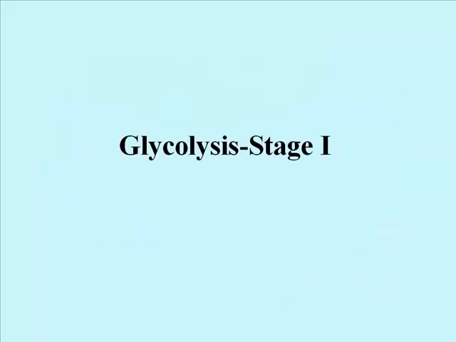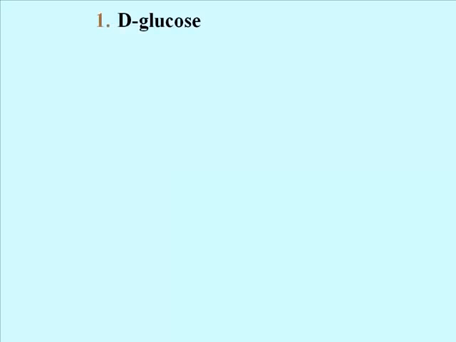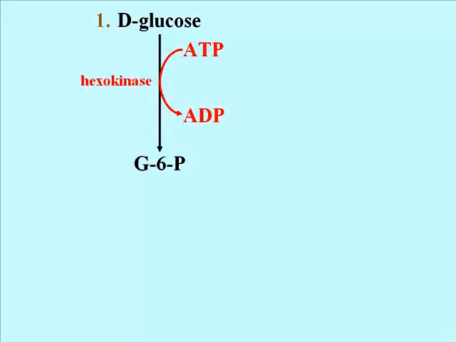Now, let's take a close look at stage 1 of glycolysis. Glycolysis begins when D-glucose enters a cell. The first reaction of glycolysis involves the transfer of a phosphate from ATP to glucose. You should recall seeing a computer model of the hexokinase enzyme undergoing induced fit after binding a molecule of glucose. Enzymes that catalyze phosphate transfers between ATP and other molecules are often called kinases.